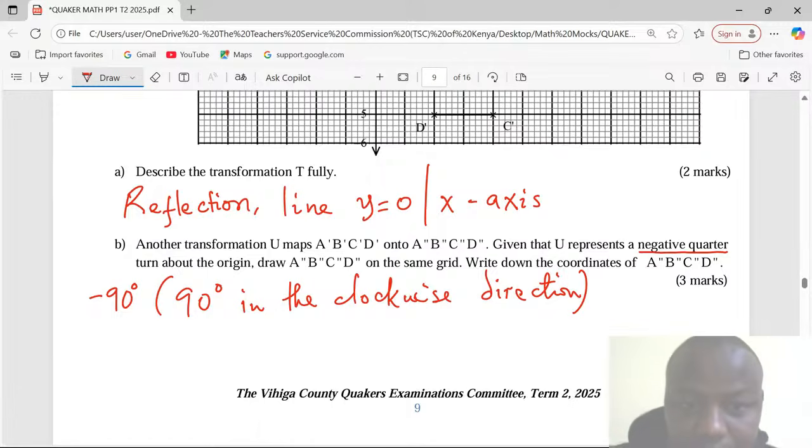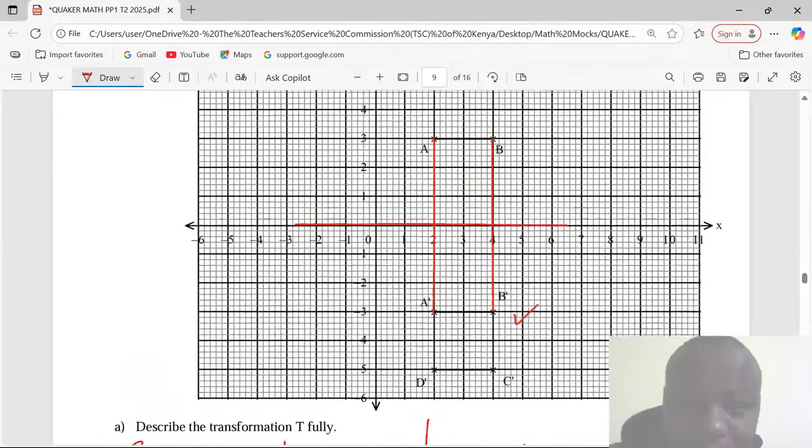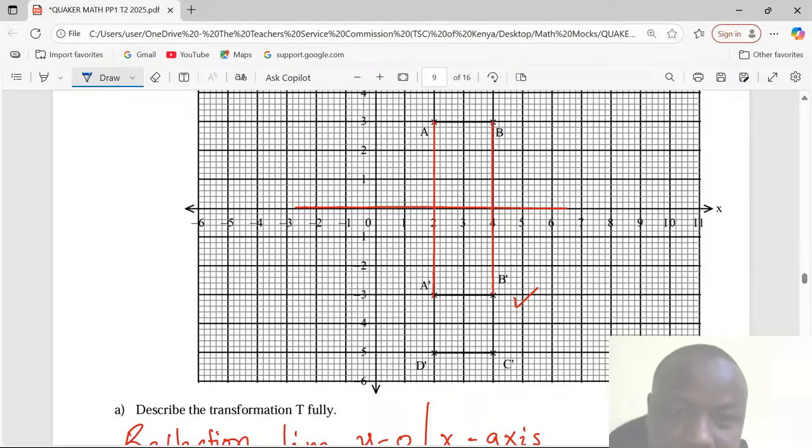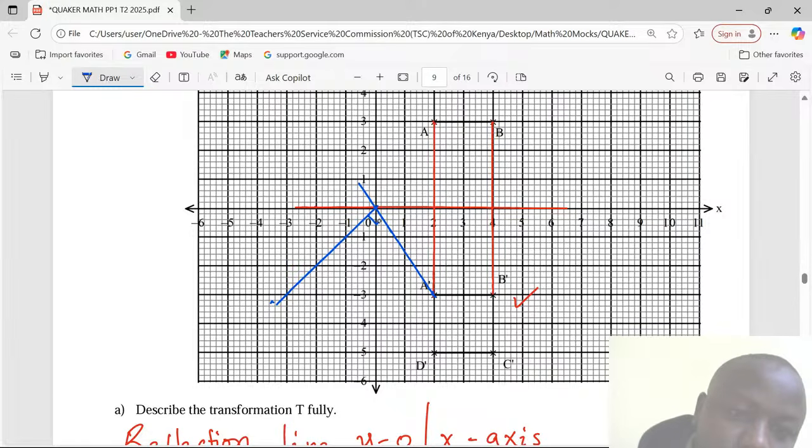All right. In the clockwise direction, it means now, let me change my color here so that my diagram is not that congested. So I connect A to the center, like that. Then I measure 90 degrees in the clockwise direction from the center. So 90 measured in the clockwise direction shall pass there. Negative 90 that way in the clockwise direction.